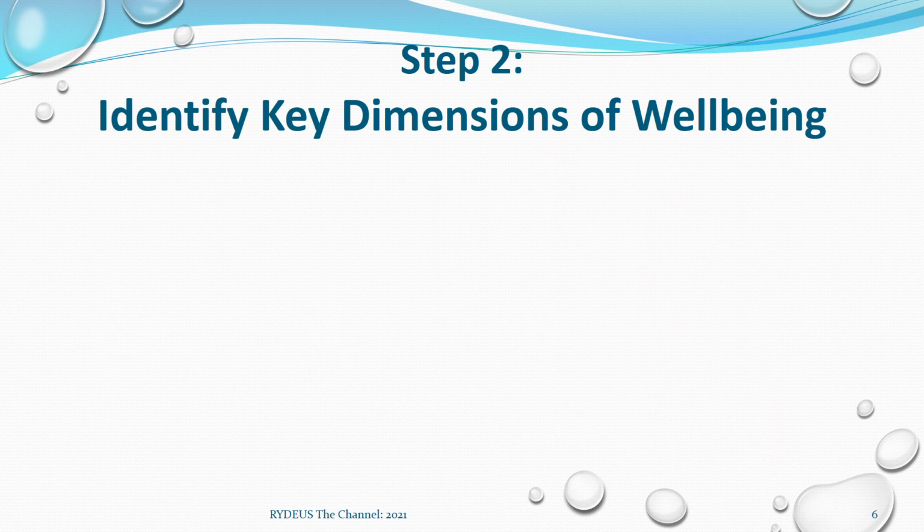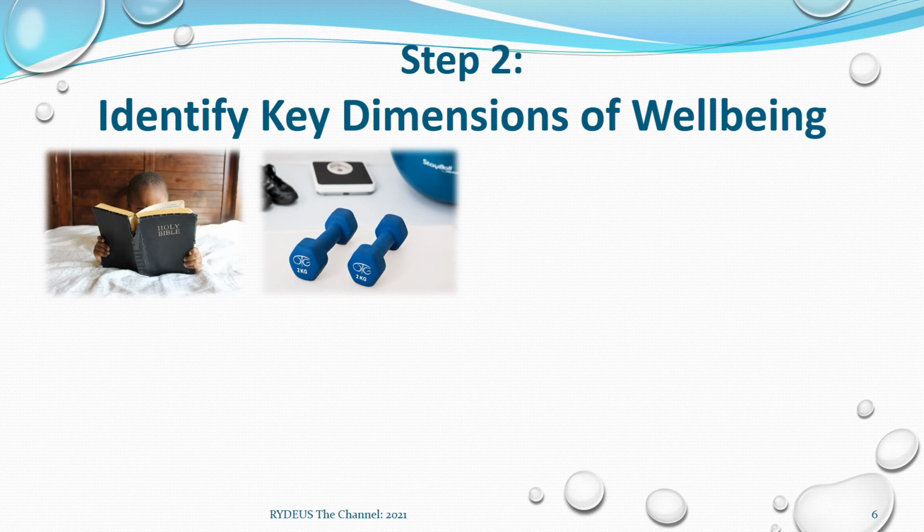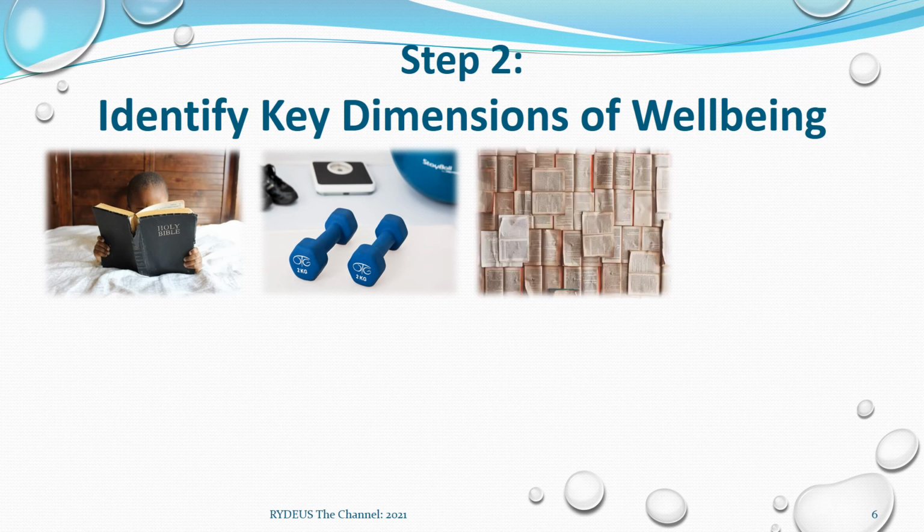Second step, identify key dimensions of well-being. Now, there are several aspects of our lives, and the various aspects of our lives would dwell within one of the dimensions of well-being. For example, we could talk from the perspective of spiritual well-being, and we would attempt to define that in a while. We could also talk from the perspective of physical well-being. We could talk from the perspective of intellectual well-being.